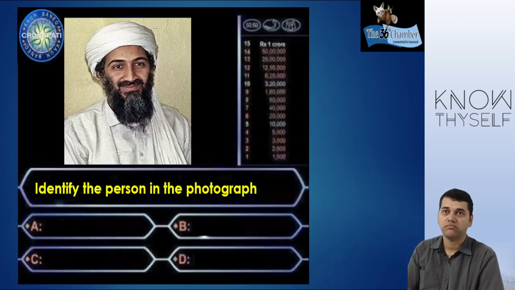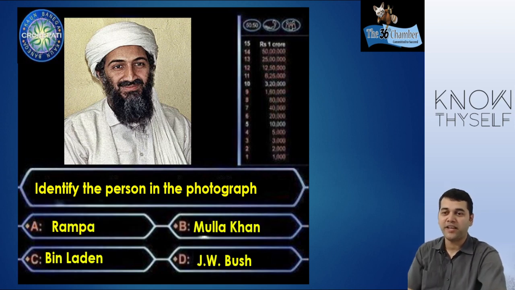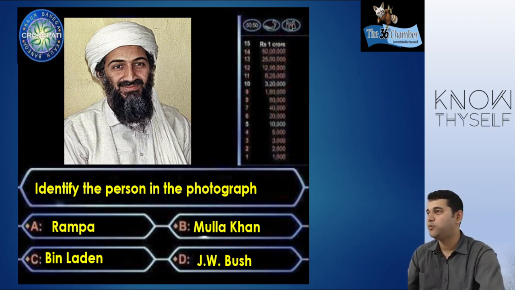one nice question. Who is this person? Identify the person in the photograph. Option A, Rampa. Option B, Mullah Khan. Option C, Bin Laden. And option D, George W. Bush. Who is it?